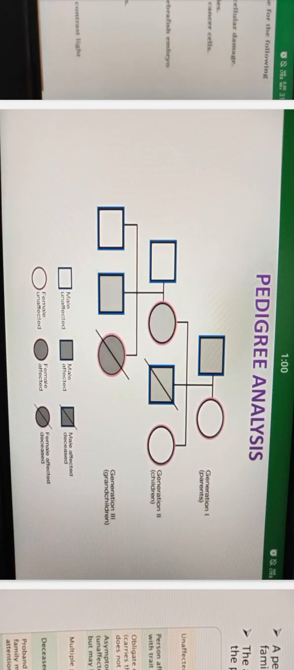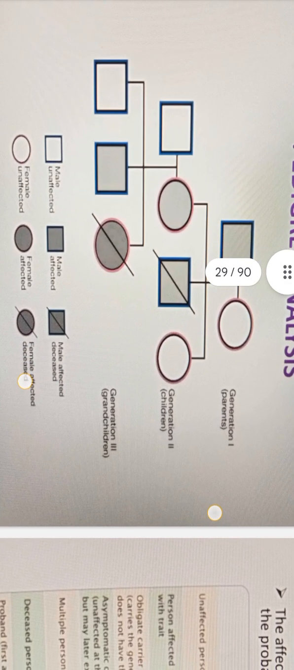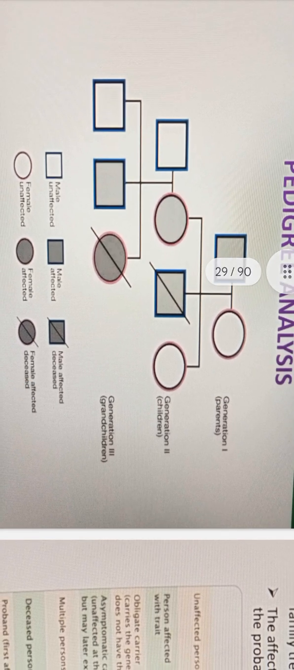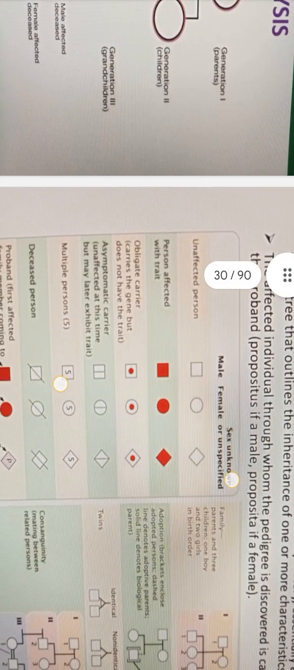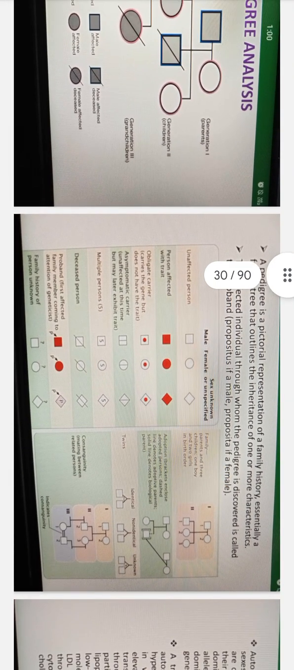And pedigree analysis. Generation 1 parents, generation 2 children, generation 3 grandchildren. Male unaffected, male affected, male affected diseased, then female unaffected, female affected, female affected diseased. Diseased in the sense dead, I guess.